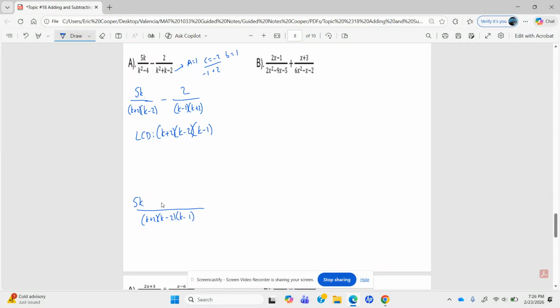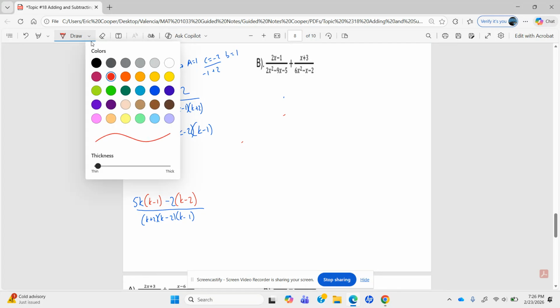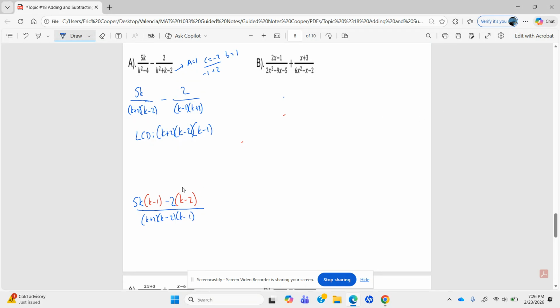So I originally had 5k in the numerator here, and the only thing that was missing from this first fraction was the k minus 1. So I'm going to multiply this by k minus 1. When I go to look at the second fraction, it already had a negative 2. And I need to see what does this not have that the LCD does have. So when I go to look, I see it's got a k minus 1 and a k plus 2, but it doesn't have a k minus 2. That's what we're going to end up multiplying the negative 2 by. So we're going through and finding what it didn't have to adjust to the top.